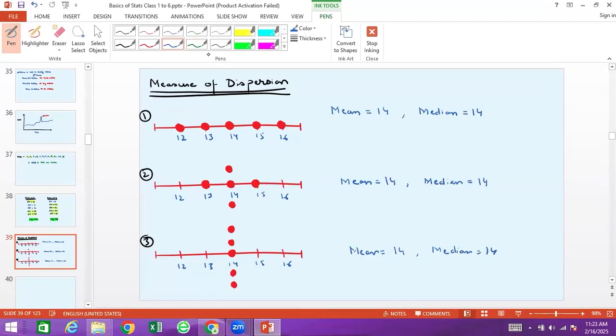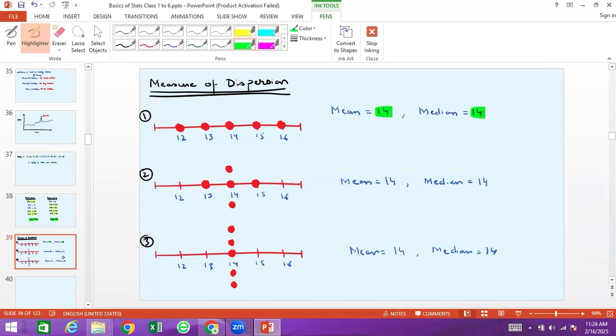Right. So if I'm focusing just on the mean value and the median value between these 3 distributions, I cannot differentiate. Just by looking at the mean and the median value, these are exactly the same distributions. But are they exactly the same distribution? The answer is no. But if you just look at the measure of central tendency, that is the mean and the median, it looks like these are exactly the same distribution. So it means that we need something more than mean and median.